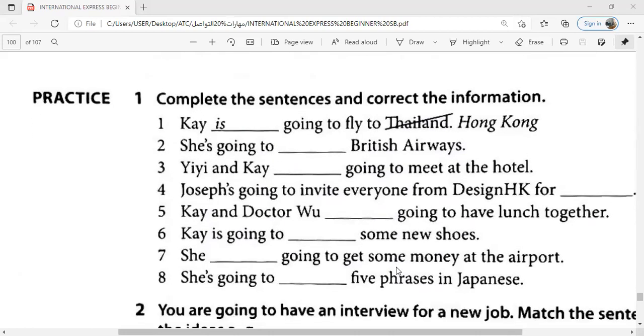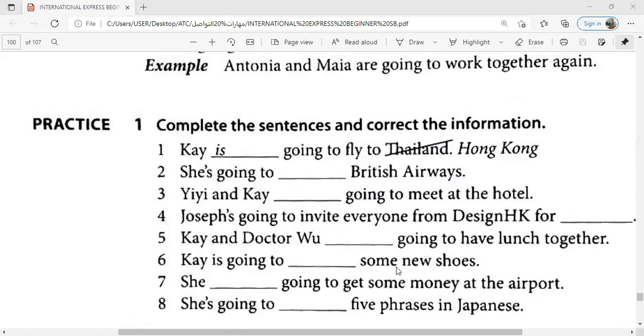And we have some mistakes in these sentences. Let's see. First one is done for us. K is going to fly to Thailand. This is wrong. She's going to fly to Hong Kong. She is going to British Airways. Continue. She is going to. I have the word airways to help me. What is the missing verb in this case? Fly. Excellent. She is going to fly.